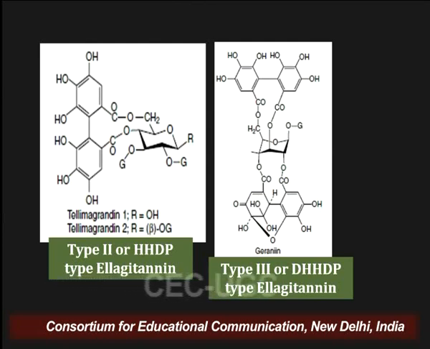Then these are the examples of type 2, the hexahydroxydiphenyl type of ellagitannin, and type 3, the dehydrohexahydroxydiphenyl type of ellagitannins. You can see in type 3 that one of the rings in the hexahydroxydiphenic acid has a ketonic group, and it has more saturation in comparison to the hexahydroxydiphenic acid molecule shown on the left side of this structure.